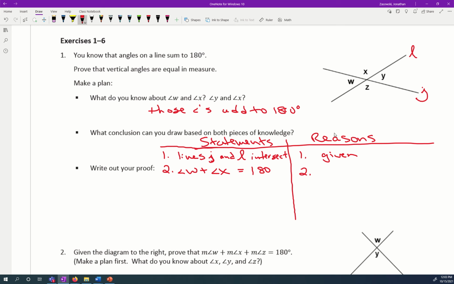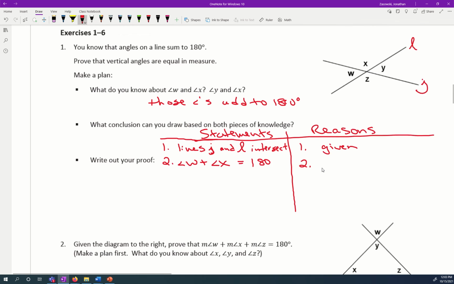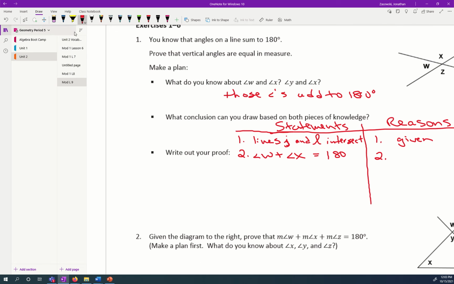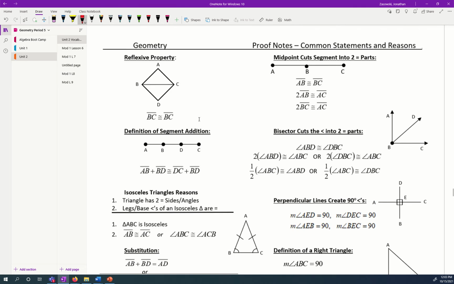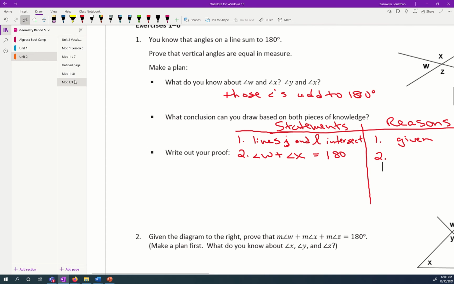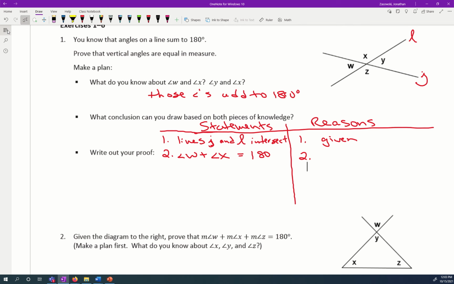Linear pair. So I can write down, and if you forgot, remember page 12 in our packet has that cheat sheet of fun. And if you look for the drawing, it's right there: linear pair of angles adds to 180. You can just put that down. That bold underlined statement is our reason. So we're just going to write down linear pair of angles add to 180.